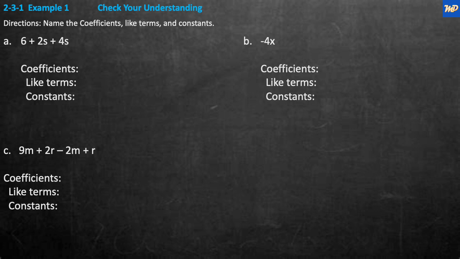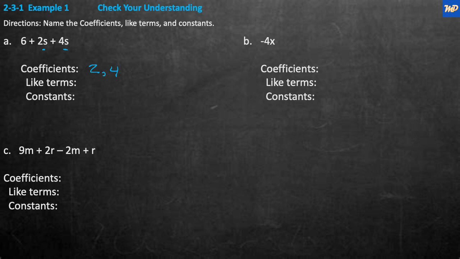Okay, now you've had time to stop the video and work these out. So let's see if we can do them ourselves here. So in problem A, we have 6 plus 2s plus 4s. Well, the coefficients. We know the coefficients are what? Those are the terms that multiply the variable. There's 1 variable, actually, s. S is our variable. And the coefficients multiply the variables. So the coefficients are what? 2 and 4. They're both plus.